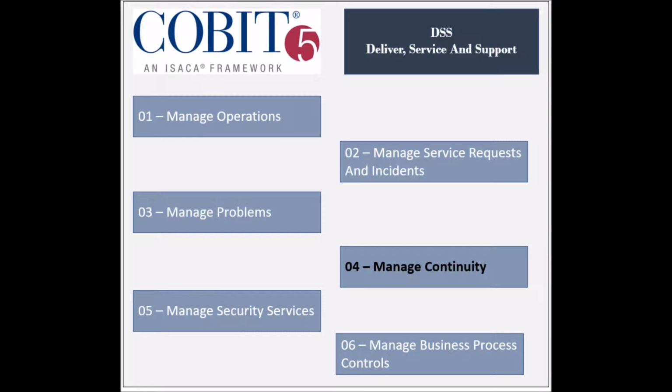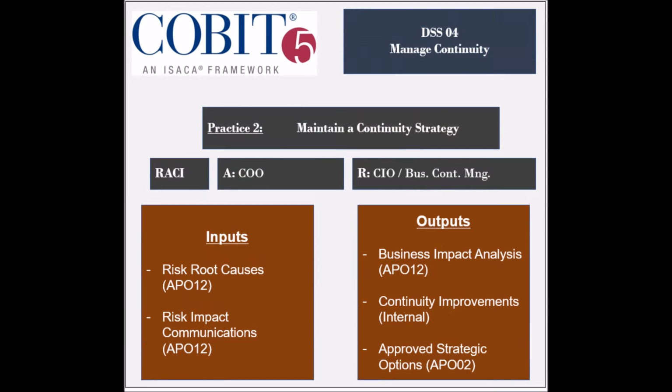The fourth process of the deliver service and support domain, called manage continuity, has 8 practices. The second practice is to maintain a continuity strategy. The entities responsible for this practice include the business process owners, the Chief Information Officer, and the Business Continuity Manager. The entity that is held accountable is the Chief Operating Officer.